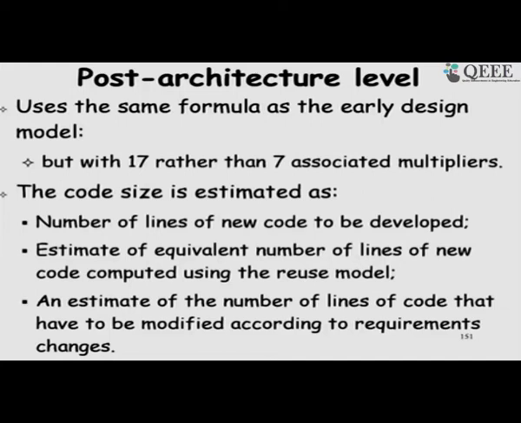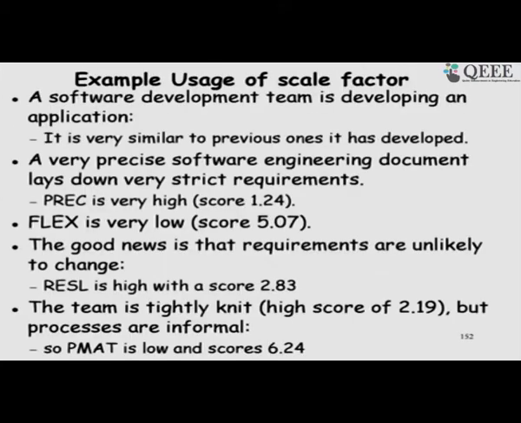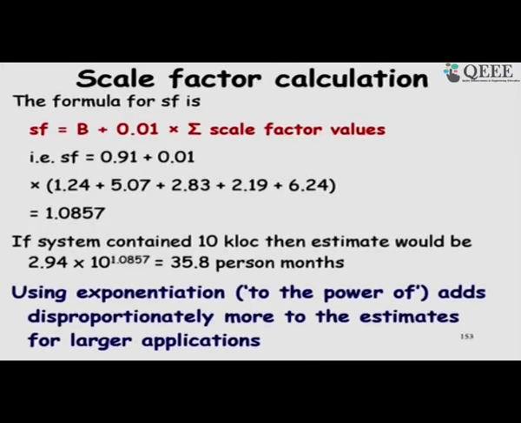So, the post architecture level, where we consider lines of code, new lines of code to be developed, do not use function points anymore, because we know the lines of code, and then again use scale factors and so on to obtain the estimate.